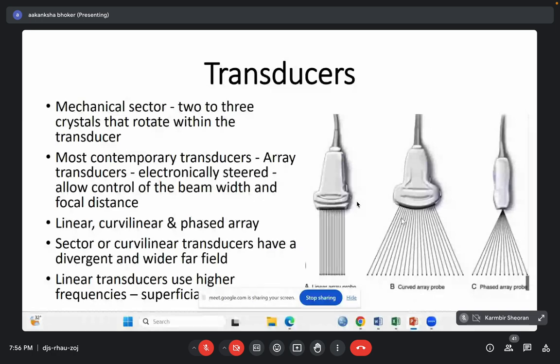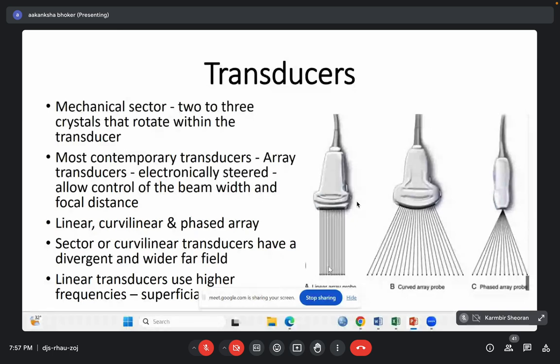But now the machines generally have array transducers, in which the beam is automatically steered. There is no rotation, but the beam is electronically steered. These transducers can be linear transducers, they can be curvilinear, or they can be phased array transducers. Okay, this is linear, curvilinear, and the phased array transducer.